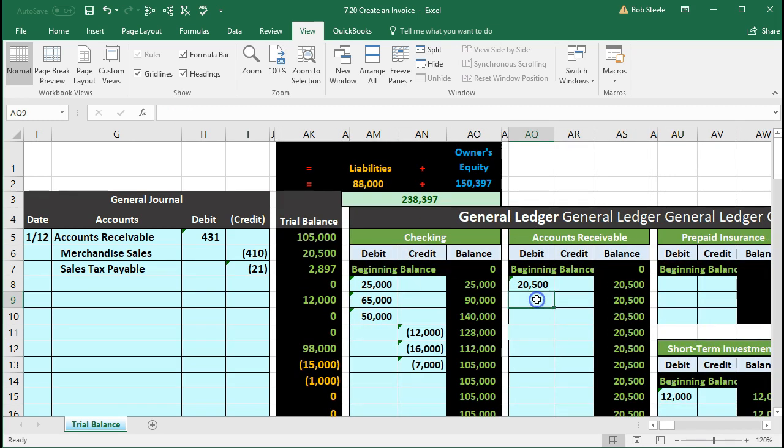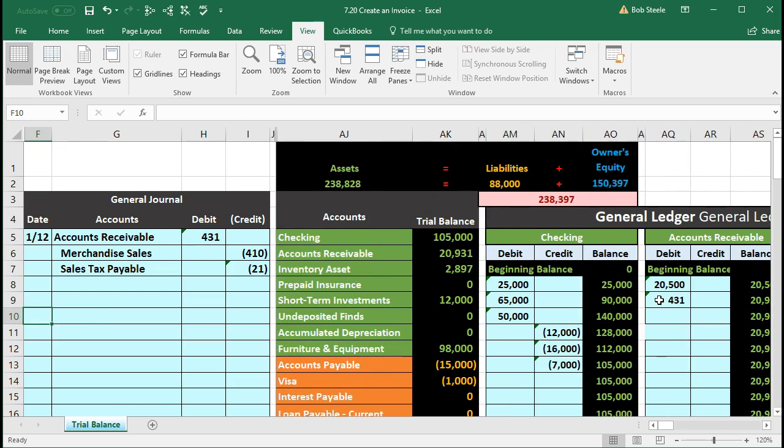We're going to be on the second area in AQ9, and we want to point to that item, so we're just going to select equals and then point to this 431. Once we select enter, it will increase the receivable from $20,500 to $20,931. We're then going to do the posting for the merchandise sales.